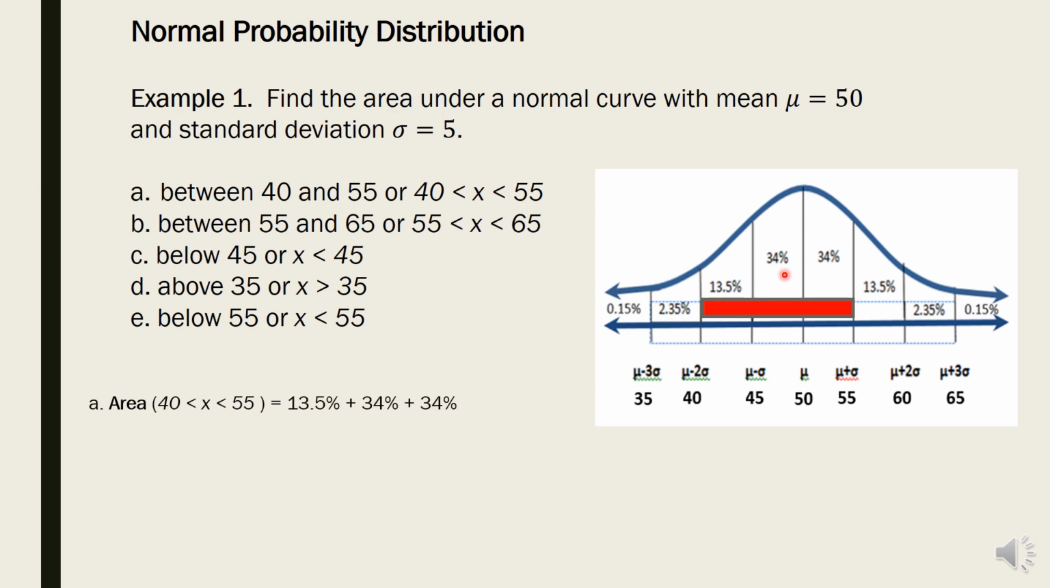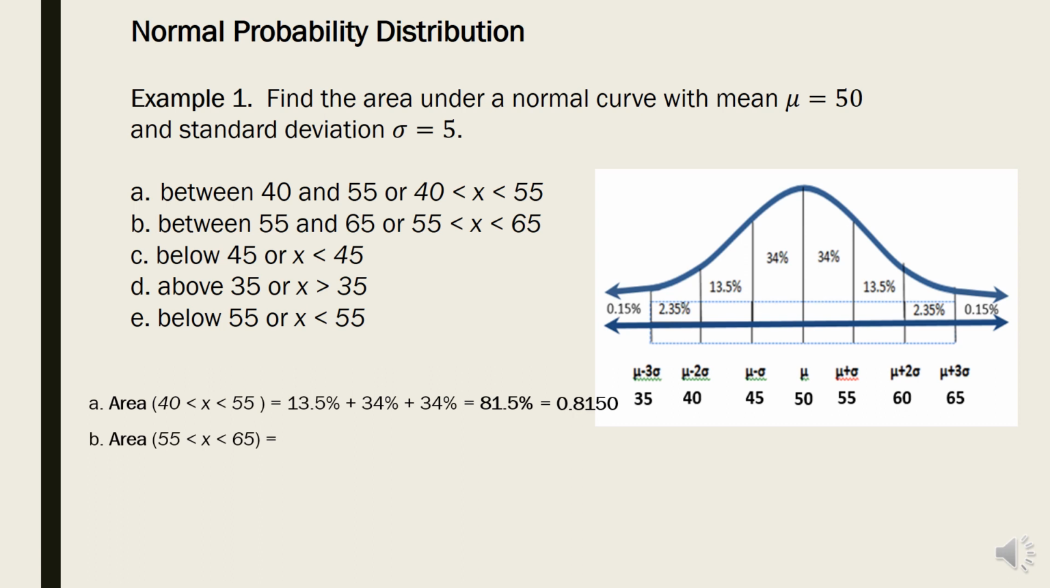Since we have 13.5%, 34%, and 34%, the result is 81.5%, or we can also write it in decimal form. The decimal form of 81.5% is 0.8150.